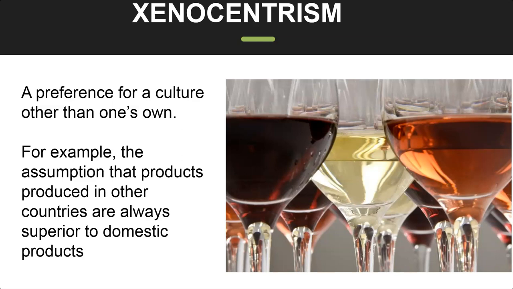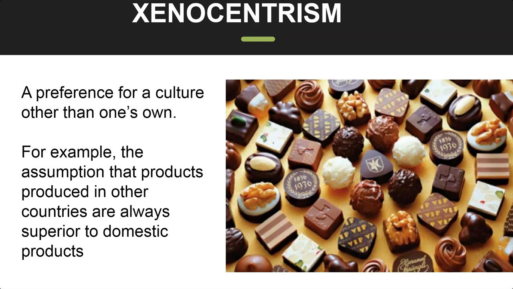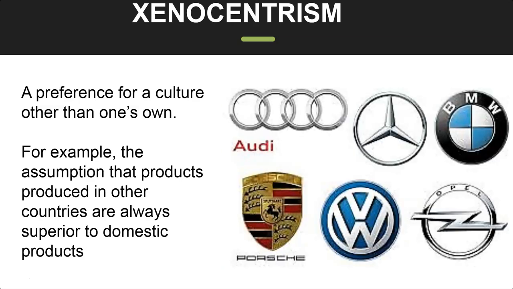But xenocentrism works in such a way that people may say, I don't really want to buy Niagara wine because I think, for example, wine from France is the best wine in the world. Or I think wine from Italy is the best. Or I think wine from Chile is the best. The same as we might do with Belgian chocolate. Or cars.